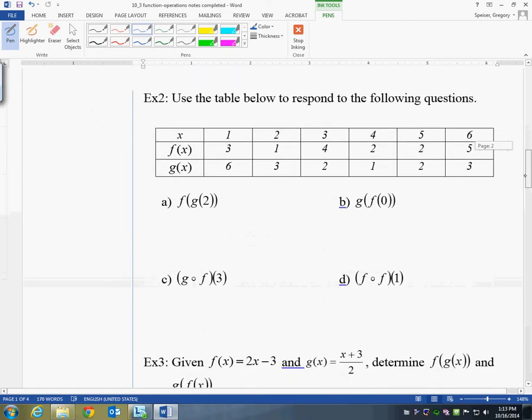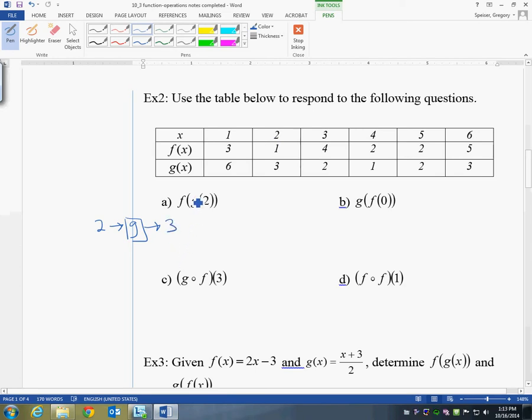Use the table below to respond to the following questions. F of g of 2. Alright, so let's just remind ourselves how this works. So x is what goes into the function, and then f of x is what comes out, and then x goes into g, and g of x is what comes out. So just to do that kind of diagram, in this case, starting with the inner function, I'm going to take 2 and plug that into g, and then what comes out. So when x is 2, g of x is 3. So my answer is 3.